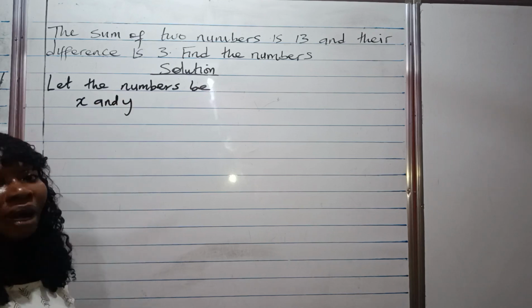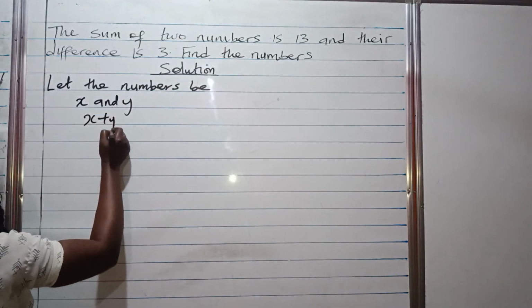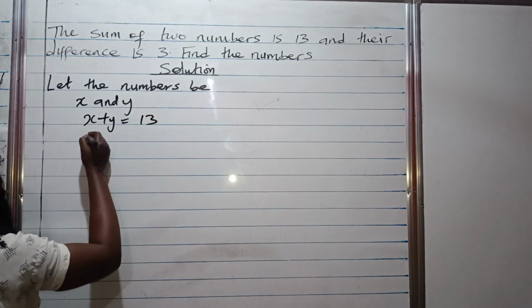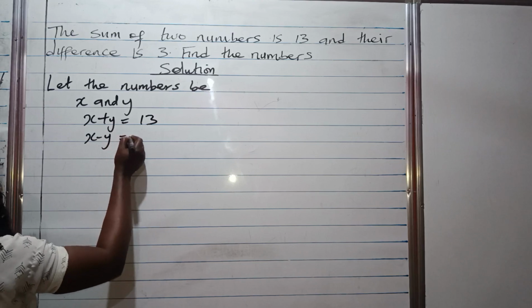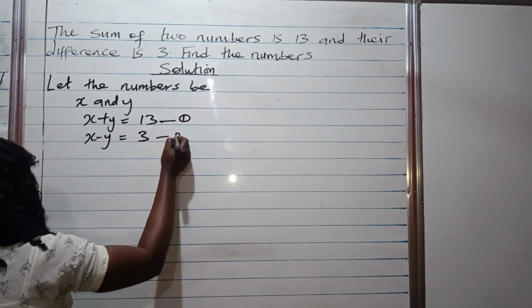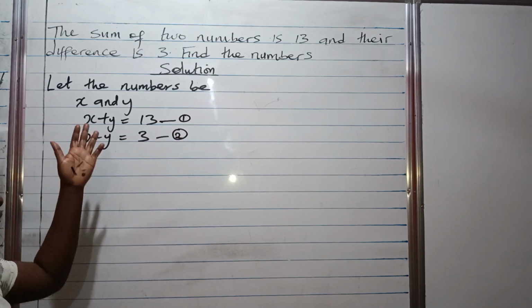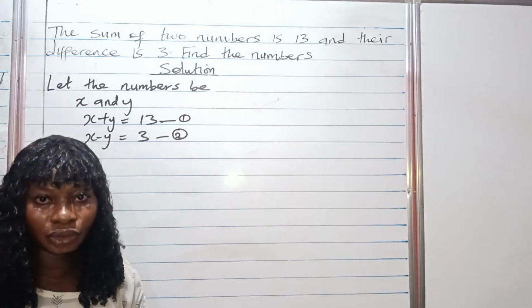So when we have the two numbers as X and Y, when we add the two together, X plus Y will give us 13, and when we subtract, X minus Y will give us 3. So we can call this one equation 1 and this equation 2. Like I've said earlier, the question will lead us to a simultaneous equation.